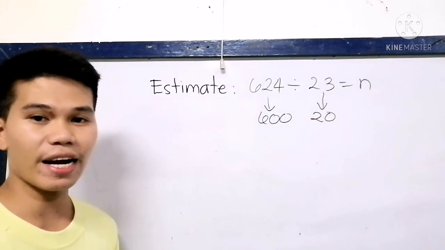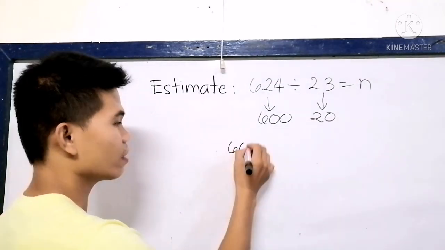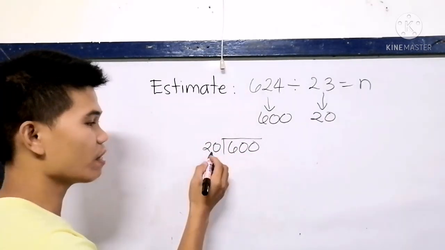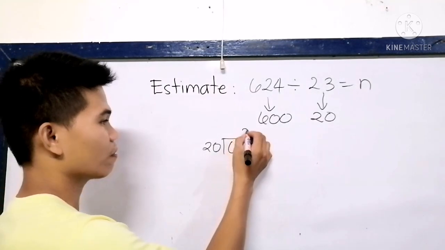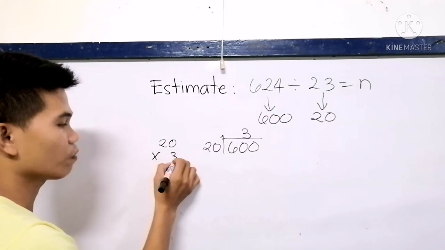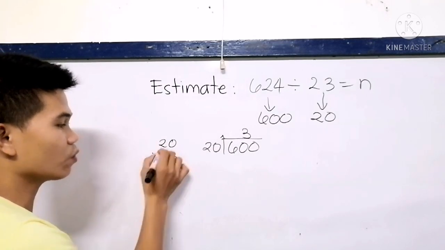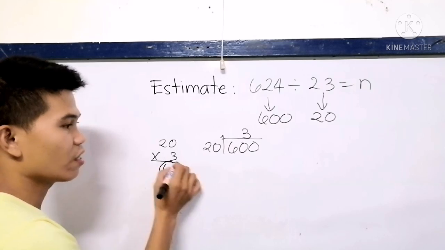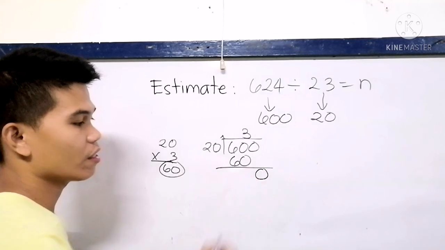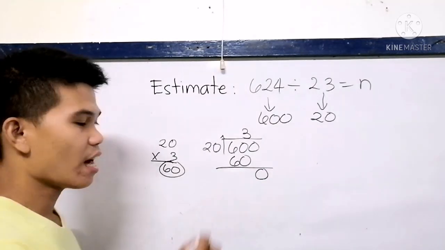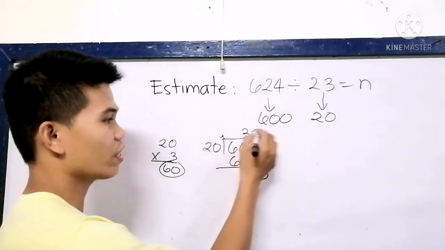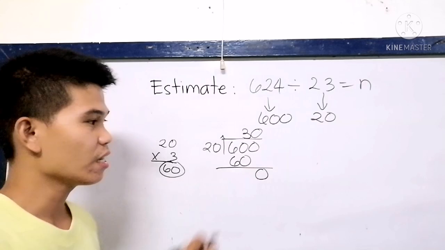Now, let's try to divide the rounded up numbers. So 600 divided by 20. Okay, 60 divided by 20 is equal to 3. Then proceed to multiplications. 0 times 3 is equal to 0. 2 times 3 is equal to 6. So the answer is 60. Then bring down 0. After that, add the number of zeros of the dividends to the quotient. So therefore, the estimated quotients will be 30.